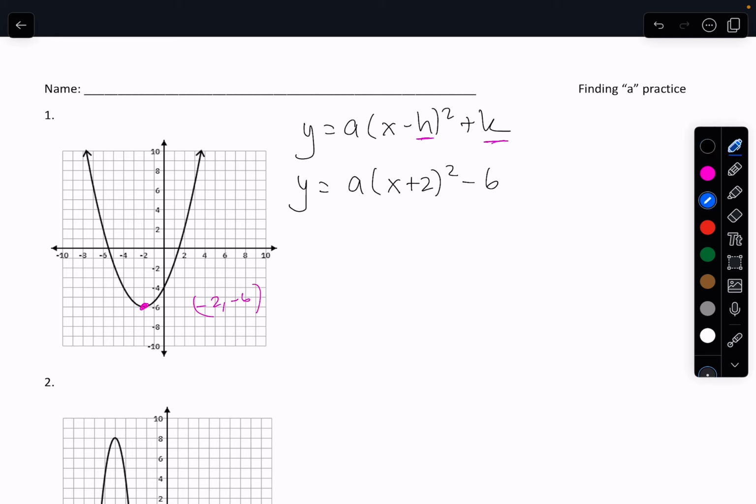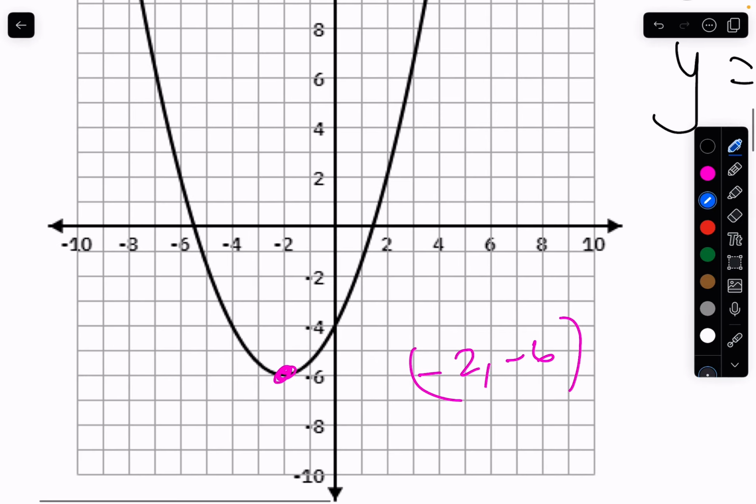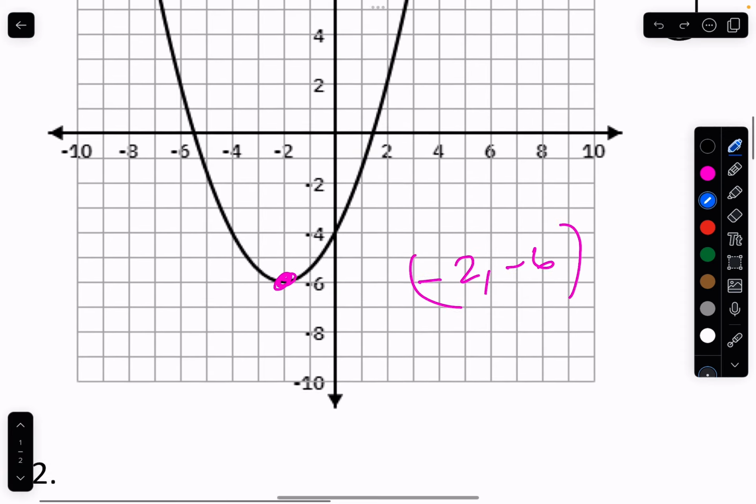In order to find a, we have to pick another point on the quadratic that is not the vertex and plug it in for x and y. To reiterate, you plug your vertex in for h and k, you plug your point in for x and y, and that's going to allow you to solve for a. If we look closely at this graph, you want to find a good point. So don't pick something weird like this where it's not on a corner.